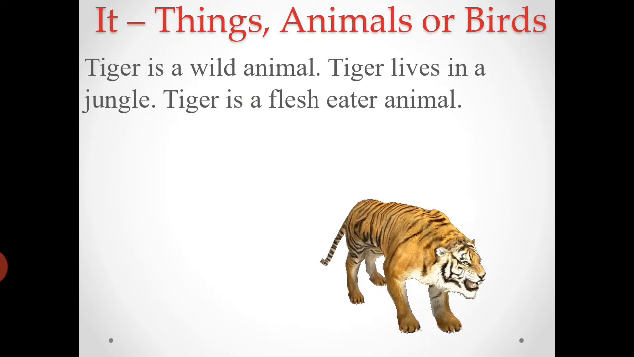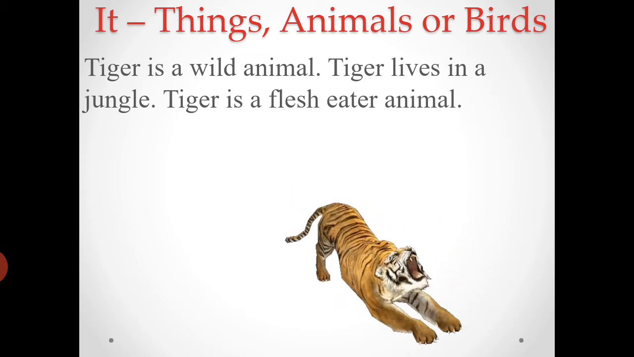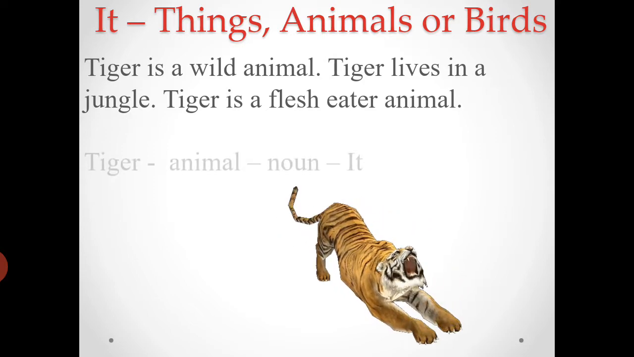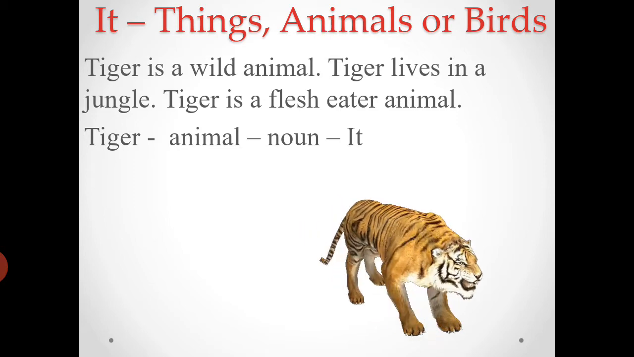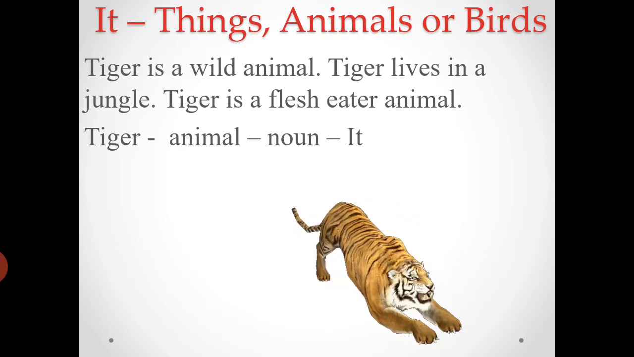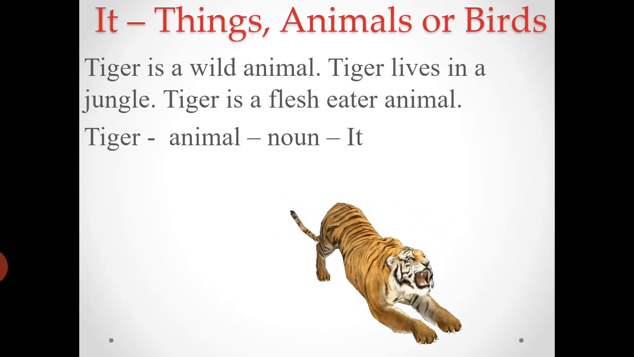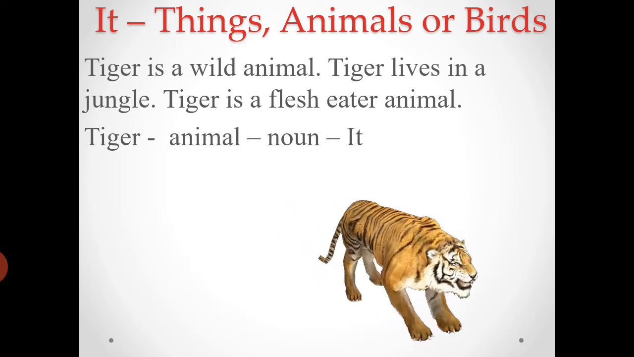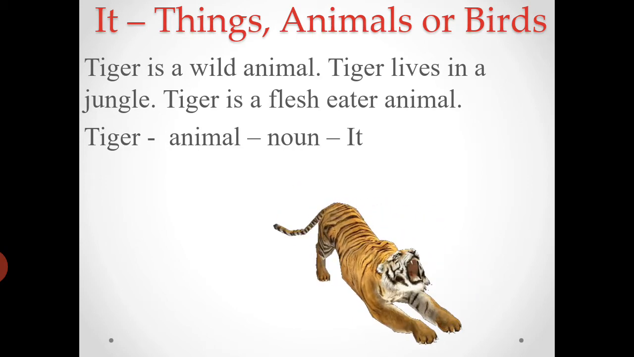It. When we use it, we use it for things, objects, animals or birds. In this picture, we can see a tiger. Tiger is an animal and tiger is a noun. We can use it for tiger, for a noun. I am reading the sentence. Tiger is a wild animal. Tiger lives in a jungle. Tiger is a flesh-eater animal.